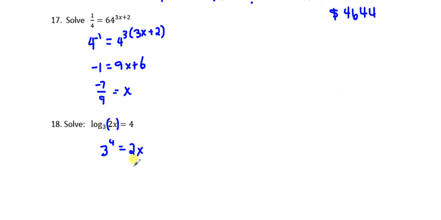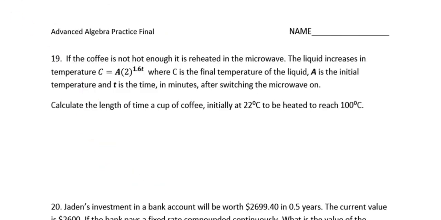And then just divide by 2. So 3 to the 4th is 81, and then divide by 2. So 81 over 2 is going to be our answer. 3 to the 4th is 81 equals 2x, and x equals 40.5, or 81 divided by 2. All right, I'm going to do 2 more.